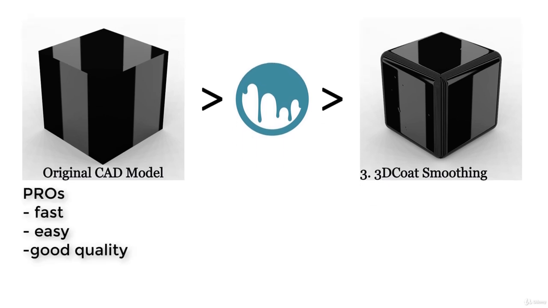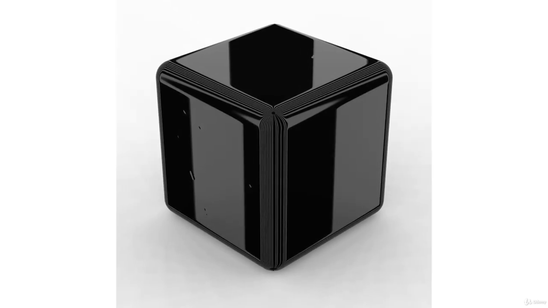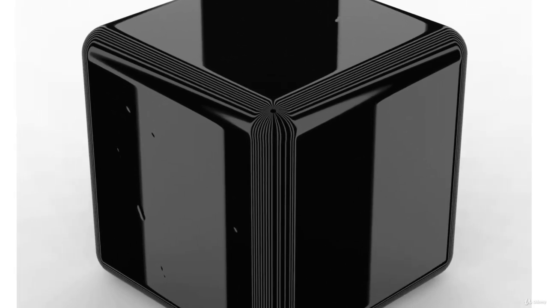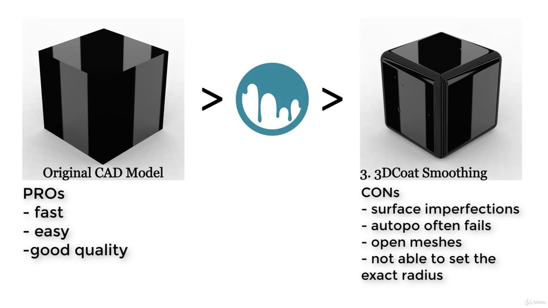The pros and cons for this method is, for the pros, it's fairly fast, it's fairly easy, it gives you good quality. And for the cons, occasional surface imperfections, like you can see on this cube on the side and on the top. Another con is autopo, which is the final step of this method, often fails because autopo is actually redoing the topology of your mesh. And sometimes it's hard for it to calculate all the small details. And this is why occasionally you have open meshes as well.